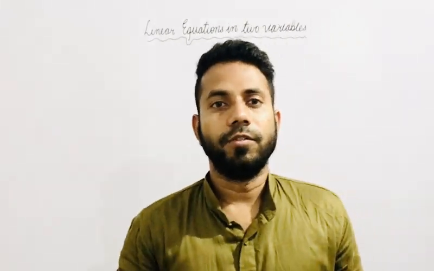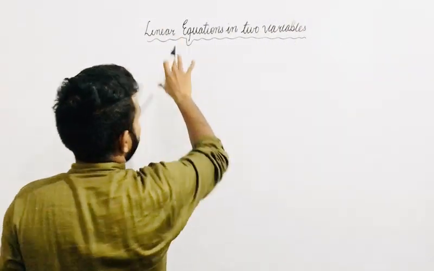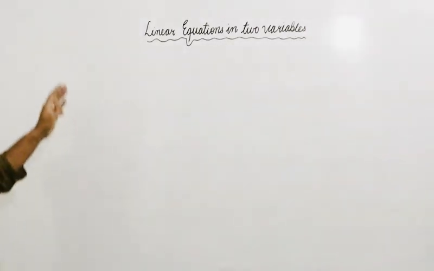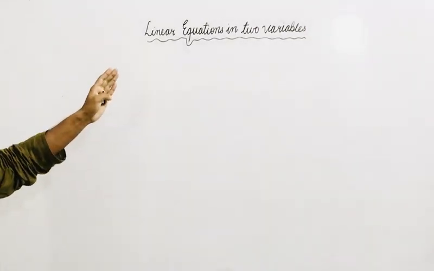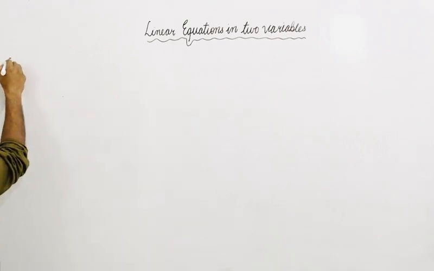Hello students, today we will study a different chapter of G9 mathematics, that is linear equation in two variables. Before we go deep into the chapter, let us understand the chapter name. What does linear equations in two variables mean? We can divide it into two words. The first word is linear.